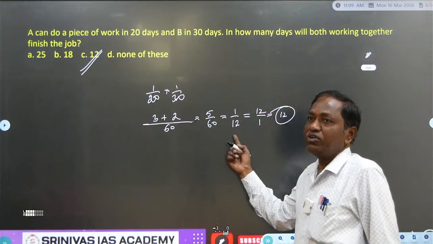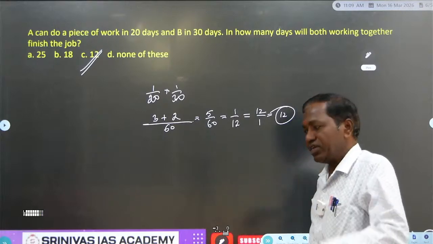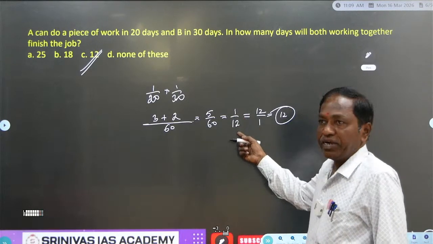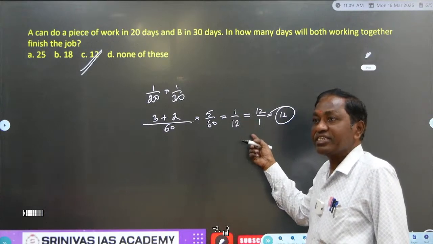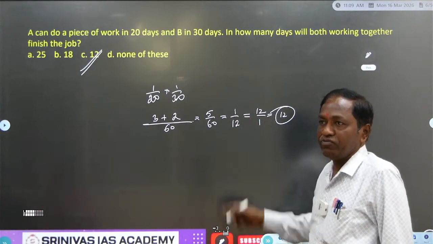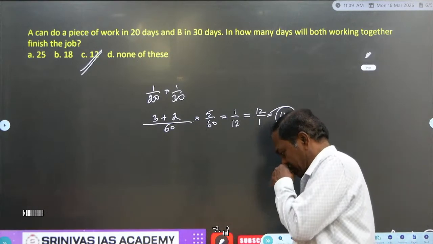Denominator is always for total days. Numerator is always the number of days they do that. So 1 by 12 is the 1 day work of A plus B. Total days means reversing the fraction, 12 by 1. Always you have to see this. Okay.